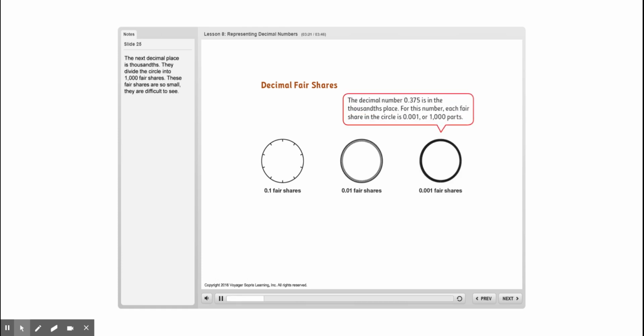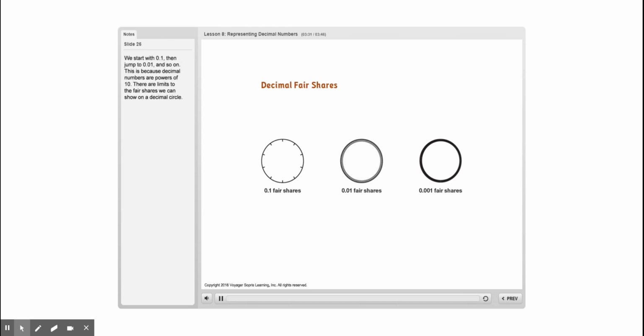The next decimal place is thousandths. They divide the circle into 1,000 fair shares. These fair shares are so small, they are difficult to see. We start with 1/10, then jump to 100th, and so on. This is because decimal numbers are powers of 10. There are limits to the fair shares we can show on a decimal circle.